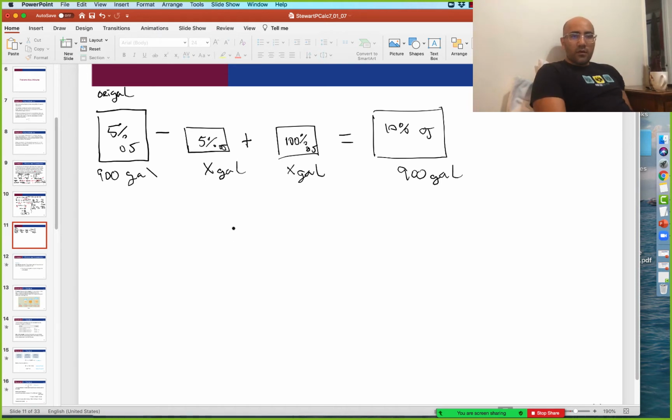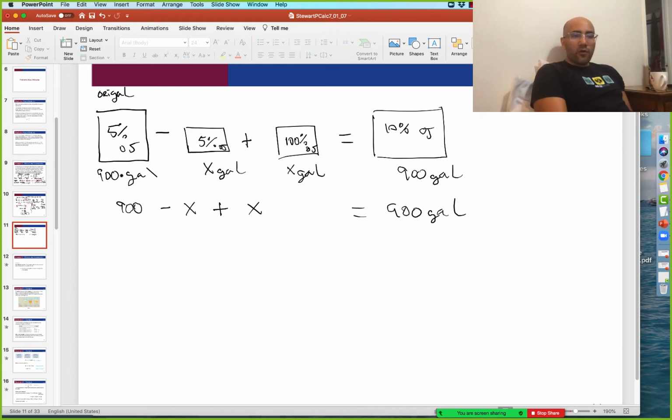Okay, well, conservation of volume tells us that if I start with 900 gallons of the mix, and then I subtract X gallons of that mix, throw it away, get rid of X gallons from the original mixture, making room for me to add exactly X gallons of pure orange juice, mix the whole thing together, I still get 900 gallons, right? Conservation of volume. 900 minus X plus X gives you 900.